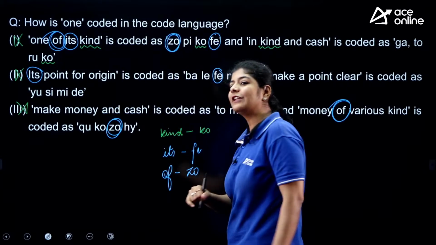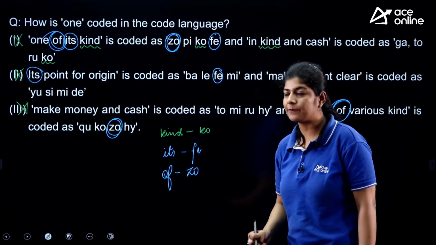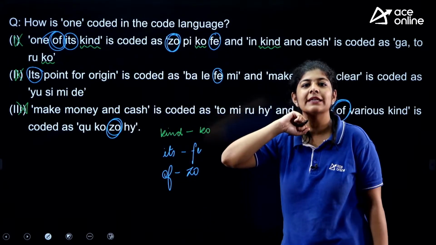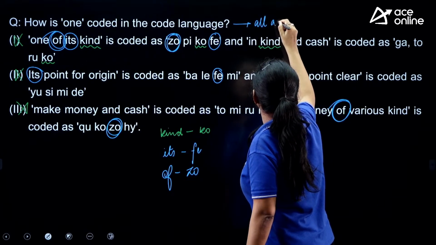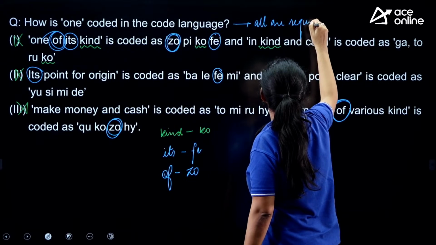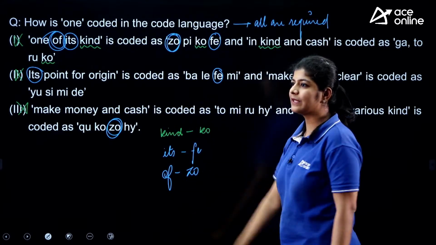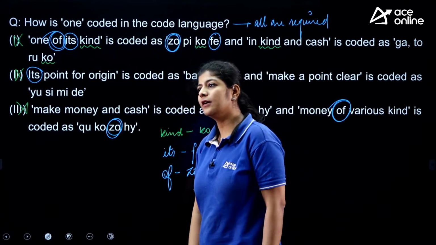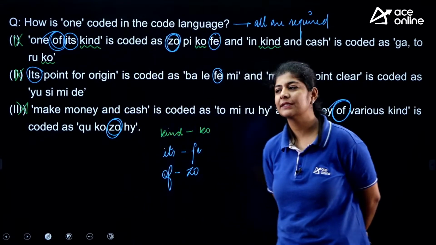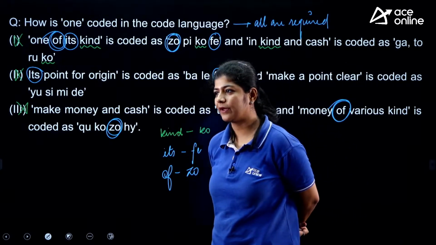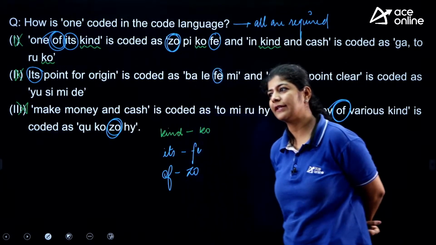So now after combining all these three statements, we can easily get the answer of 1. So for this one, all are required. All statements are required. What does this pi mean? All three. Okay, very good, Ragla, very good, Radhe, right?